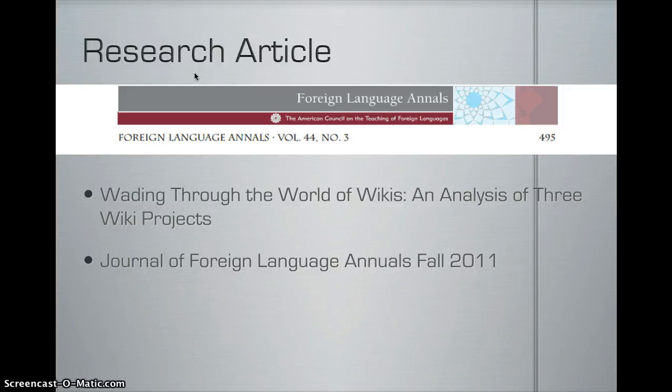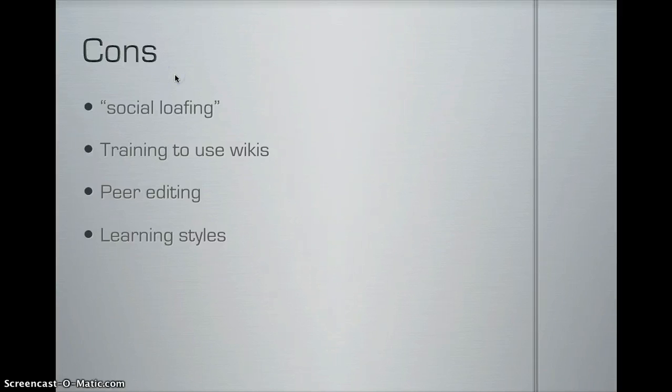Another article that I came across in my reading was from the Journal of Foreign Language Annals. This article, like the previous one, highlighted the positives of using wikis in the language classroom. However, this article also talked about some of the cons that go along with using wikis. The article discusses the problem of social loafing, which can happen during any collaborative activity. Social loafing is when not all of the students contribute equally to the project.